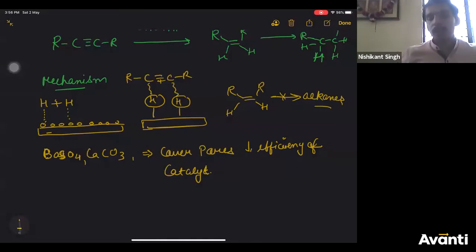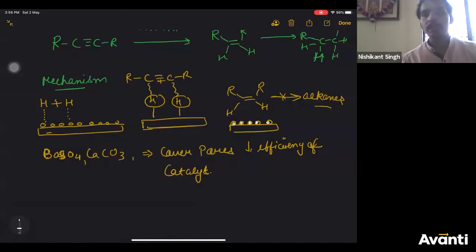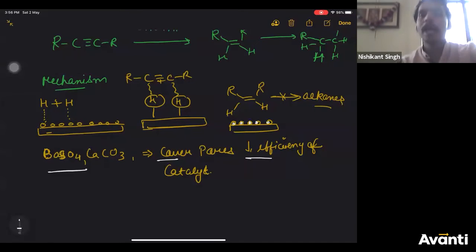Why will it not be further hydrogenated? Because now the catalyst pores are already filled by barium sulfate or calcium carbonate. So there is not enough available surface to carry out the catalysis. That is the function of adding barium sulfate and calcium carbonate. If you do not add them, you'll get alkanes. If you add them, you'll get alkenes, specifically the cis alkene.